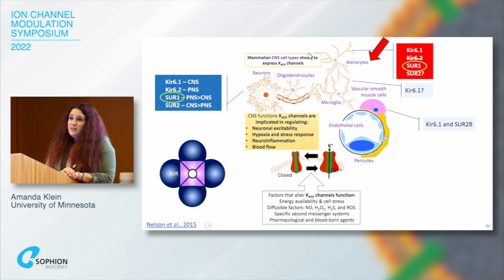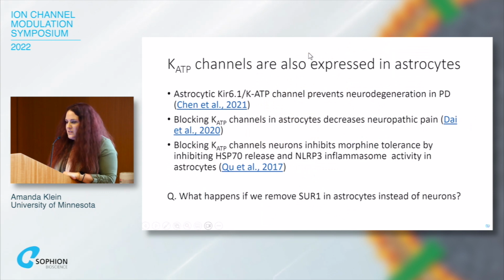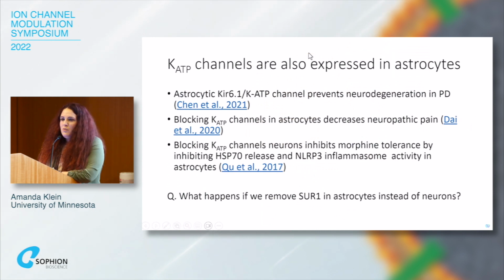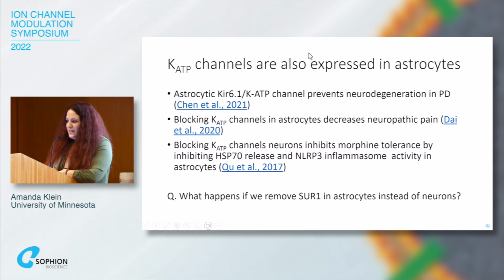We figured we could at least test this pretty easily because we already have the SIR1 flox animals. If we just test this with astrocytes instead of neurons, we could answer this pretty easily. And it turns out I figured out why this person was asking me this question, because there was already some data indicating that KATP channels expressed on astrocytes maybe did have a role in pain signaling. So what would happen if we removed SIR1 in astrocytes instead of neurons?